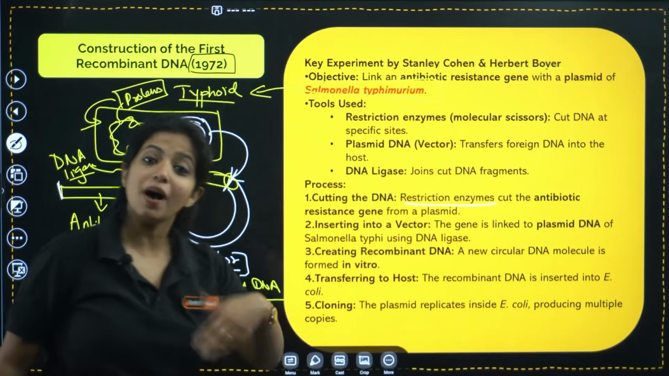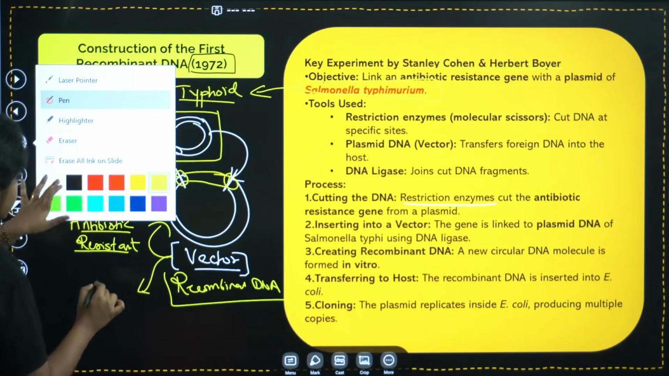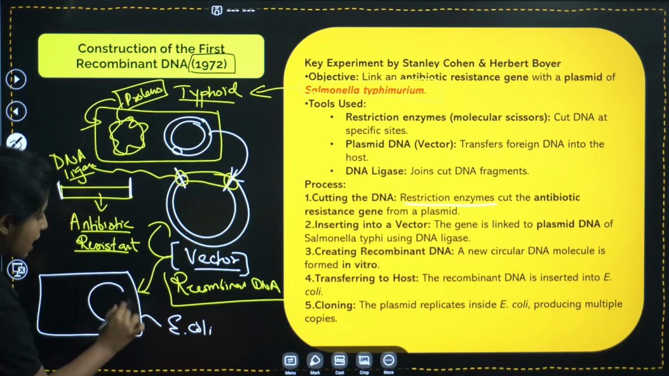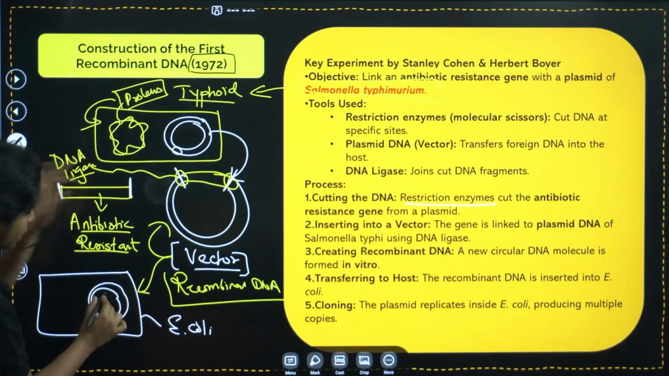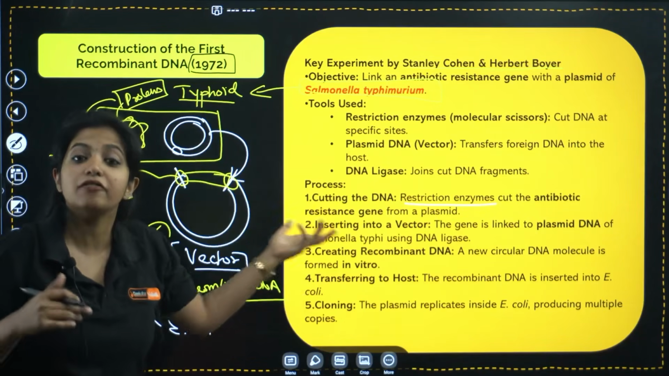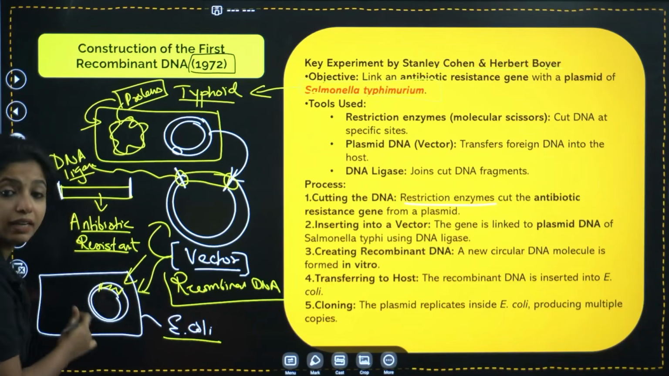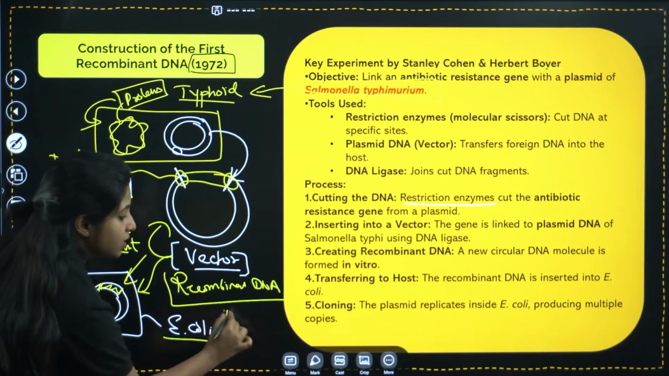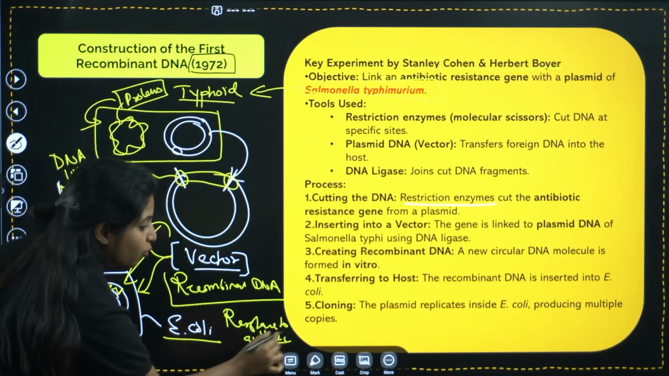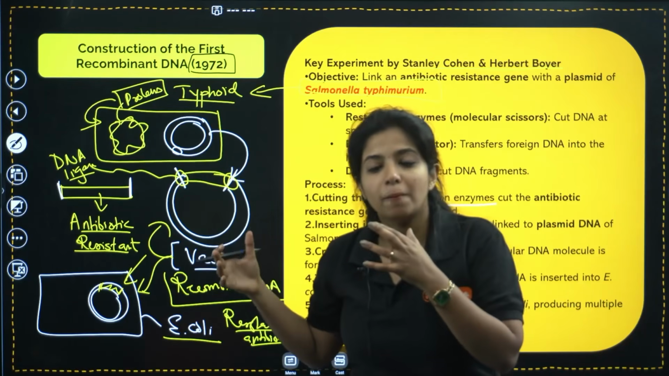Rather, we can try it on some other organism. So this particular vector is put inside the next bacteria, which is known as E. coli. Inside the E. coli, I put my recombinant DNA. Now what is going to happen? At the end of the experiment, they found that this E. coli, which had the recombinant DNA, was showing resistance to antibiotic. That means I actually created an antibiotic resistant DNA.